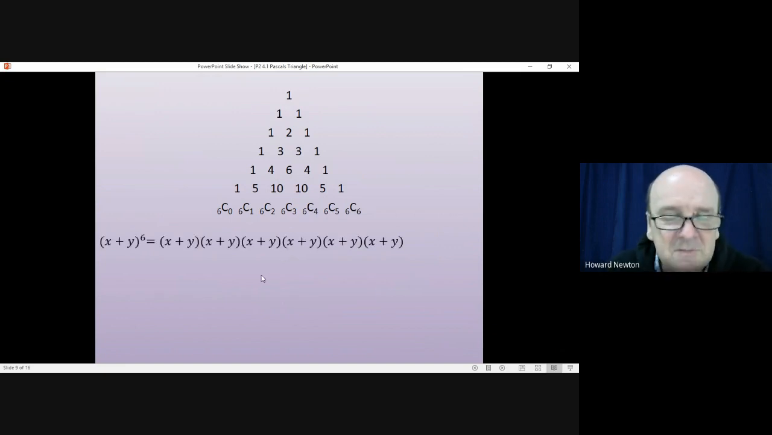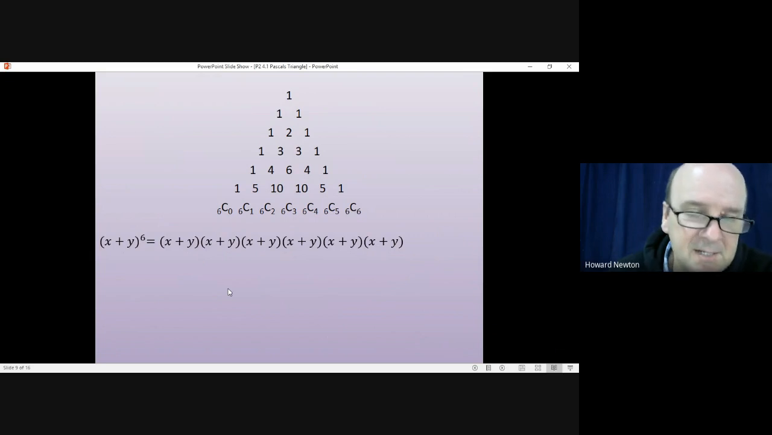A very, very useful application of this is where you have a binomial bracket being expanded to some power. So for instance, if you had (x plus y) to the power of 6 and you wanted to expand that, now you've got 6 brackets being multiplied together. Obviously, you could just multiply the 6 brackets together and get the answer. The binomial expansion gives you a much, much quicker way of doing that.